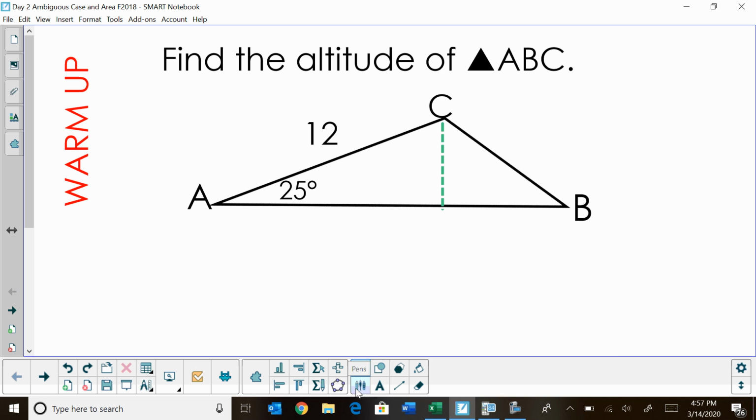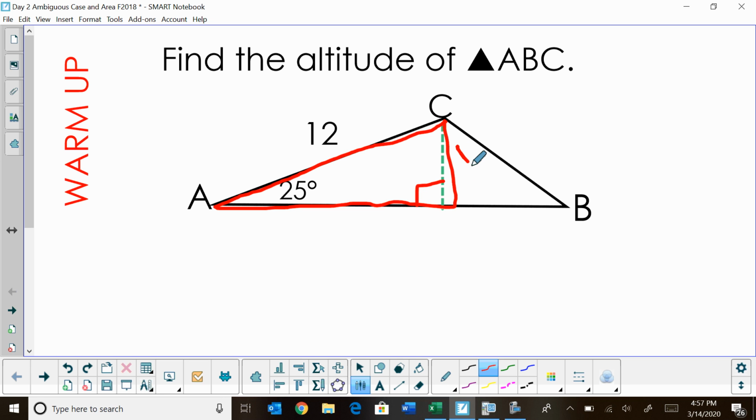So we have to decide which trig function to use. I'm going to highlight what we're really using, this right triangle, where the right angle is associated with the altitude. We need to find this length over here, the height of the triangle. From here, I'm going to use the opposite and hypotenuse. So I'm going to take the sine of 25, and that's going to equal x over 12. And then I'm going to solve for x, which is your height.